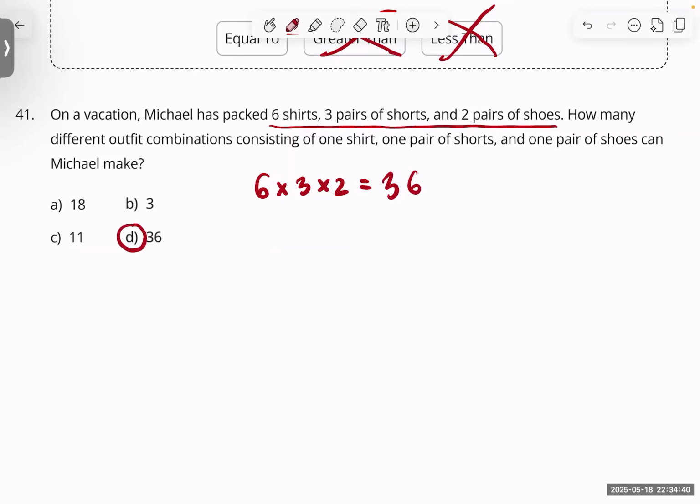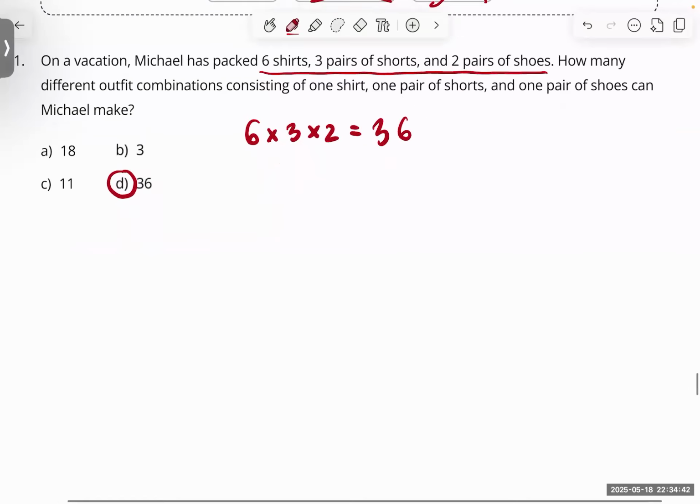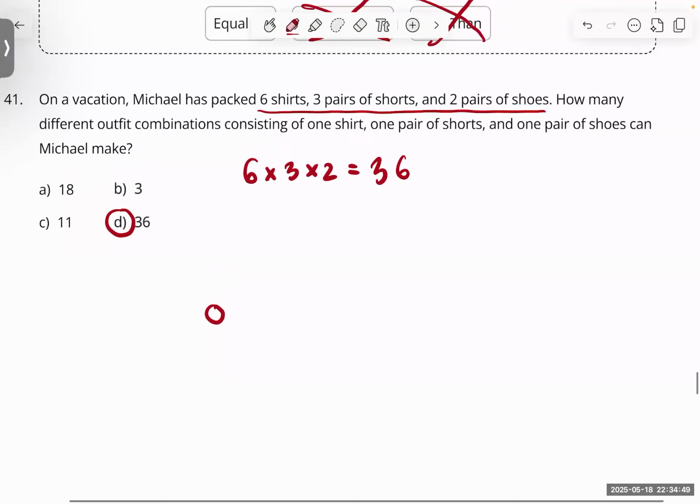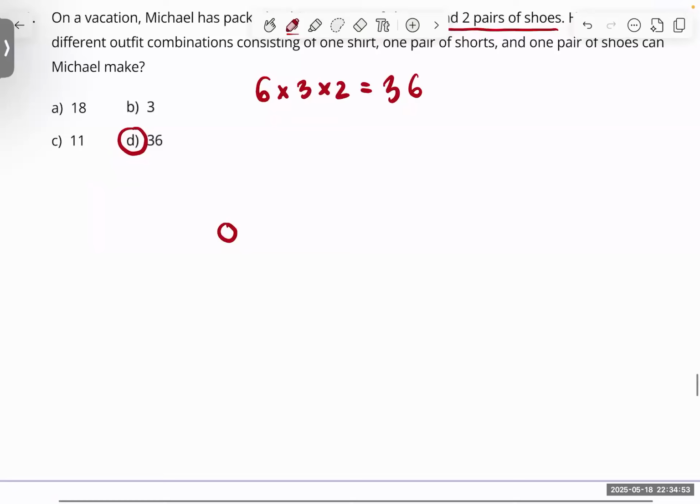That's the answer. But to give a brief explanation as to why you multiply it, let me do a very tiny example, because if I were to do it with this example with 36, it's going to be quite big. So let me do an ice cream example.